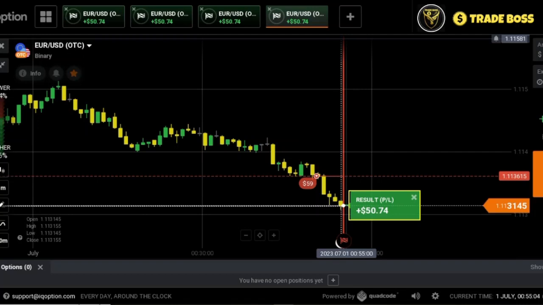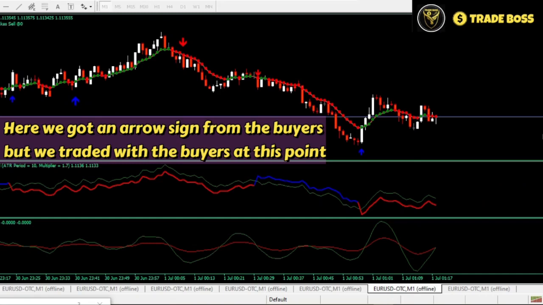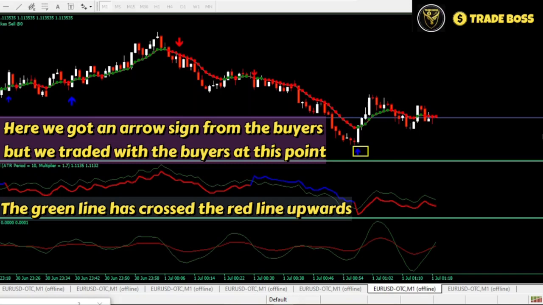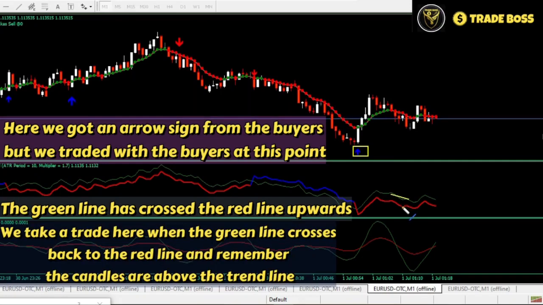Here we got an arrow sign from the buyers, so we traded with the buyers at this point. The green line has crossed the red line upwards. We take a trade here when the green line crosses back to the red line, and remember the candles are above the trend line.